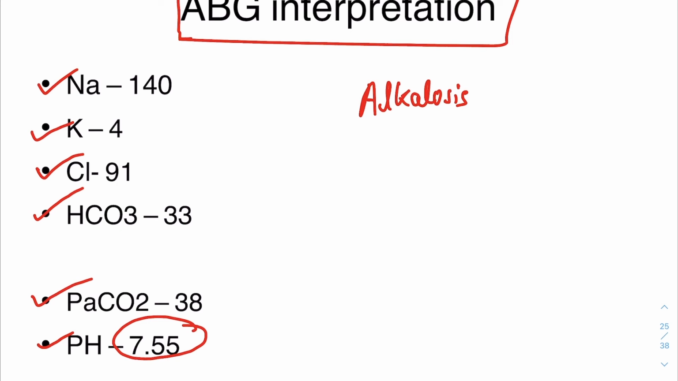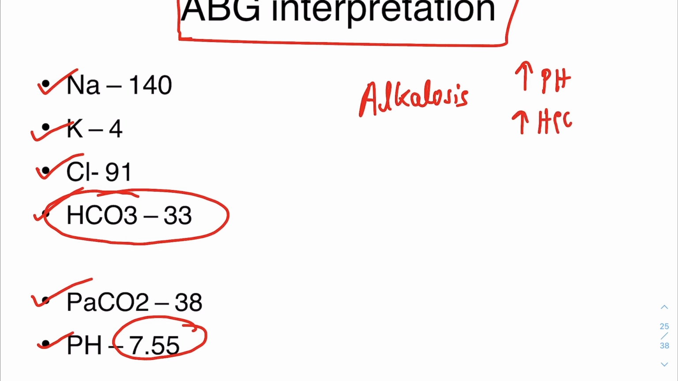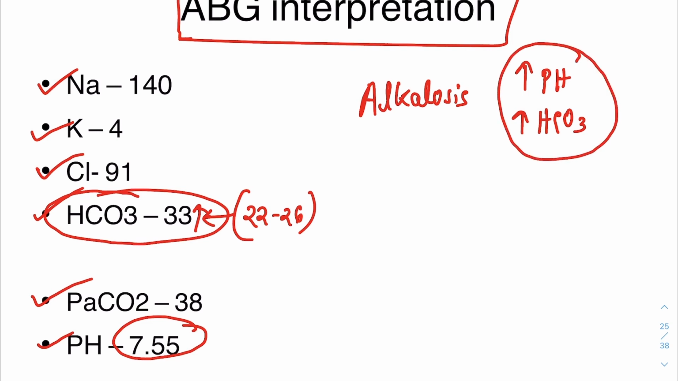Now look at the bicarbonate value. Bicarbonate value has increased. Here pH has increased, bicarb has increased, because the normal value of bicarb is between 22 to 26. So it has increased here. So since pH has increased and bicarb has also increased, this is a case of metabolic alkalosis. As in the previous slides, I said for metabolic disorder, the change of pH and bicarb will be in the same direction. Now, to find out the compensation, look at the PCO2.